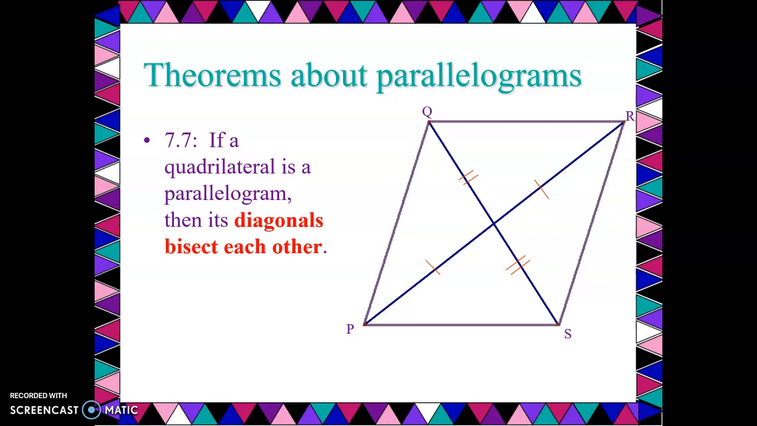In other words, you'll notice by the tick marks, the segments of the diagonals are congruent. Notice the one tick marks and the two tick marks. So we have, if the intersection is M, then we have QM is the exact same size as SM, and PM would be the exact same size as RM.